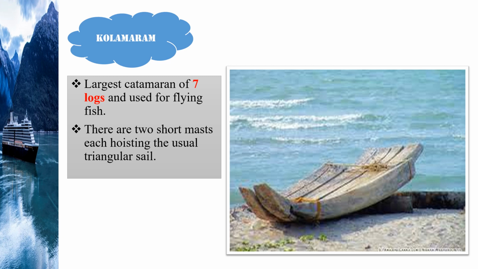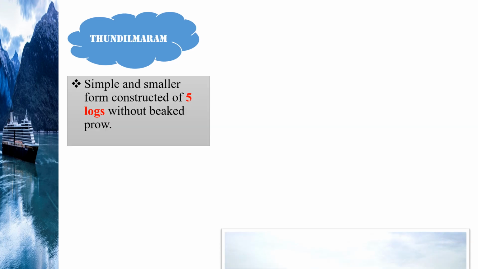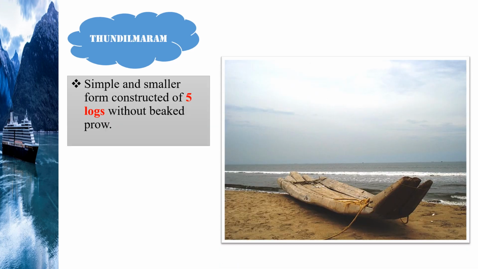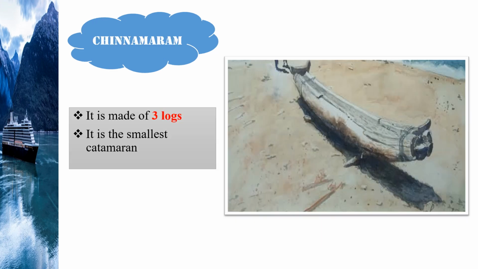It is the picture of Kolamaram. It is the largest catamaran made of 7 logs and also used for flying fish. It is the picture of Tundil Maram made of 5 logs. It is the picture of Chinnamaram. It is made of 3 logs and it is the smallest catamaran.